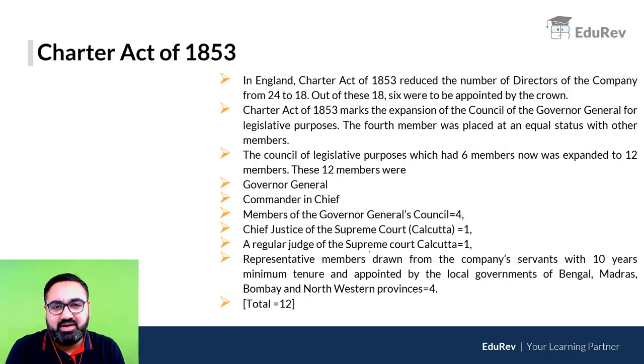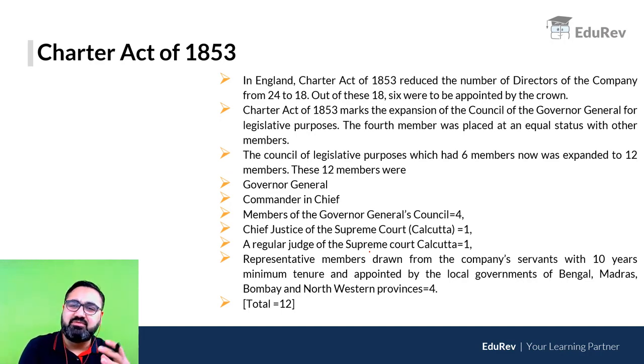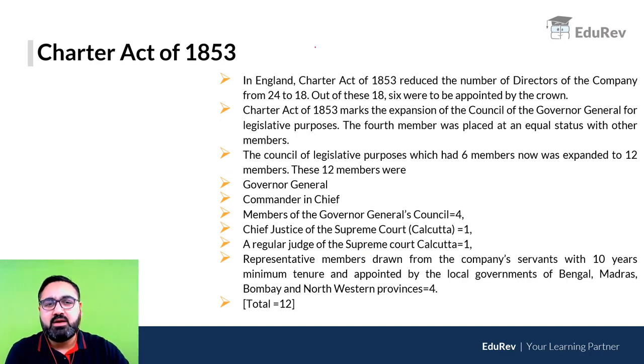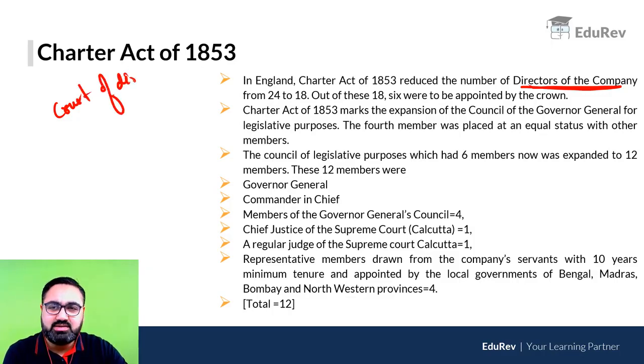Then came the Charter Act of 1853, the last act that came up before the Indian Sepoy Mutiny. Now, this act came at a time when the British also understood that our rule in the form of the company had to change, and things were going out of control. The company was governed by the Court of Directors till 1784. In 1784, another body was made over them called the Board of Control.